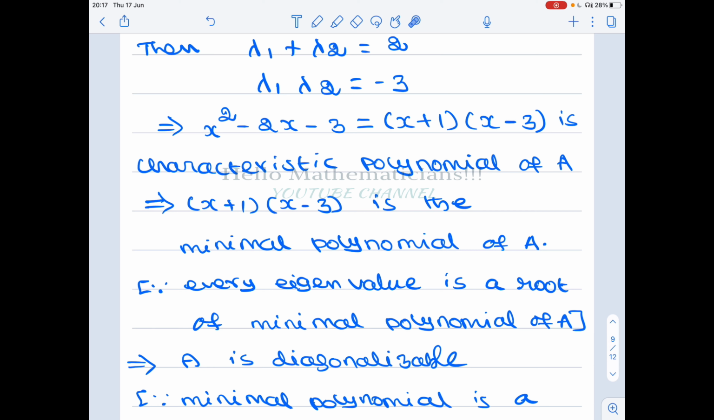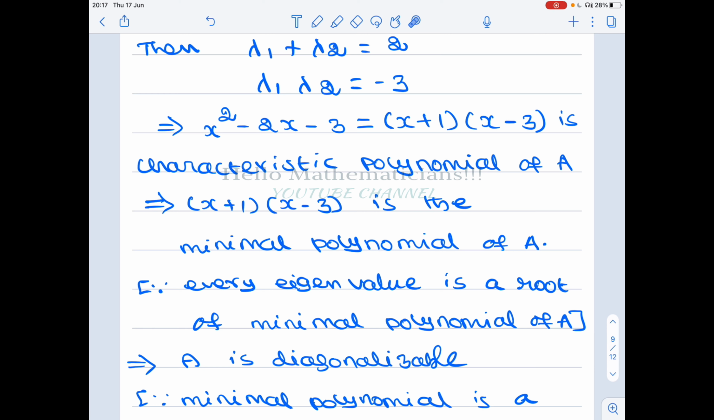Because every root of the minimal polynomial is also a root of the characteristic polynomial, and every root of the characteristic polynomial is also a root of the minimal polynomial. Only the multiplicity, the number of times each root occurs, may be higher in the characteristic polynomial. From that result, we conclude that if (x plus 1)(x minus 3) is the characteristic polynomial, then (x plus 1)(x minus 3) has to be the minimal polynomial. The minimal polynomial and the characteristic polynomial have to be equal.